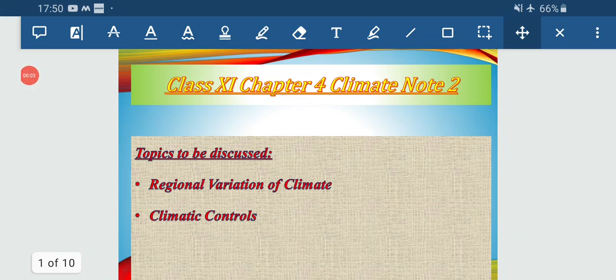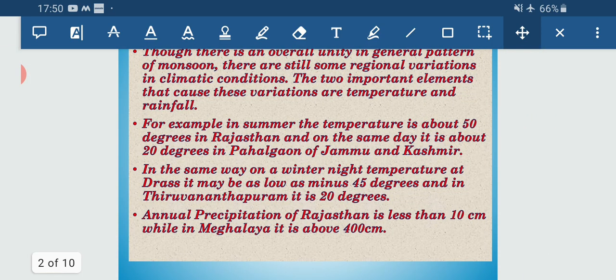Hello students, welcome to online classes of geography of class 11. This is my second class of your chapter number 4, climate. The topics that are listed out for today's discussion are regional variation of climate and climatic controls. Now let us proceed with the first topic, regional variation of the climate.